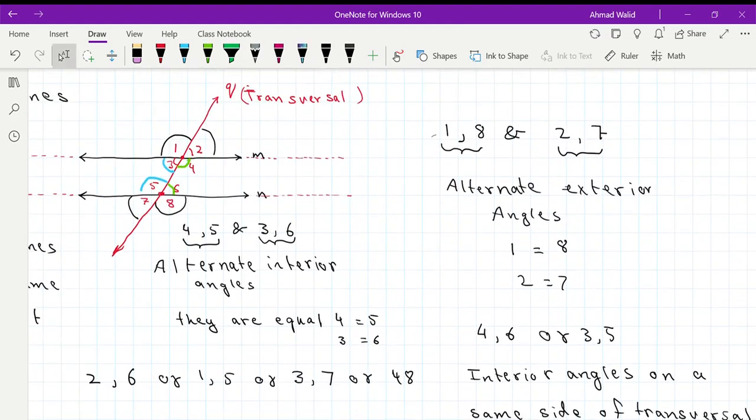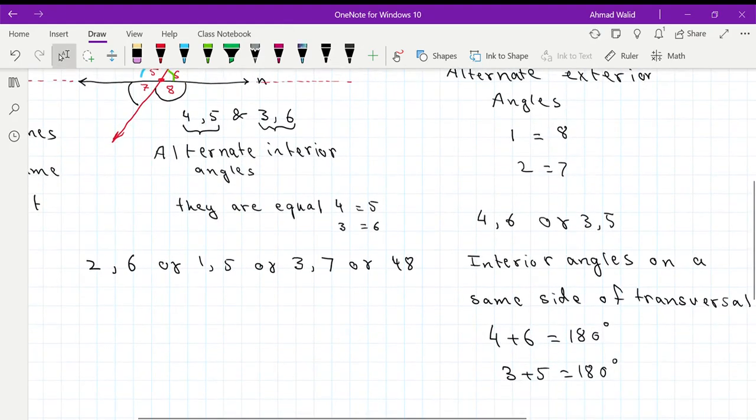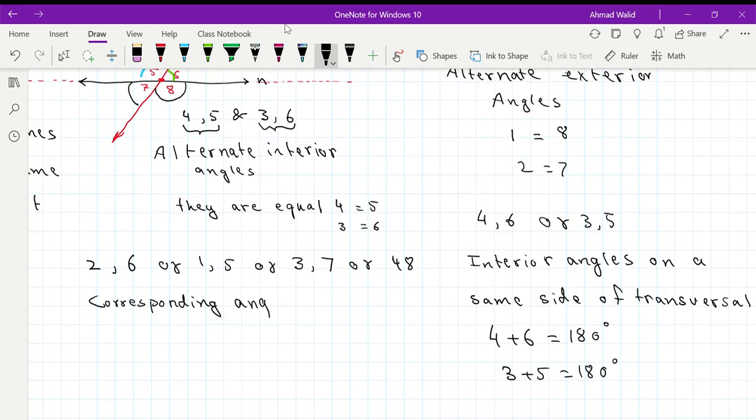2 and 6, one outside, one inside, correct? 1 and 5. One is outside, one is inside, but it's on the same side of transversal, correct? We call these angles corresponding angles. What is the relation or what is the rule, correct?